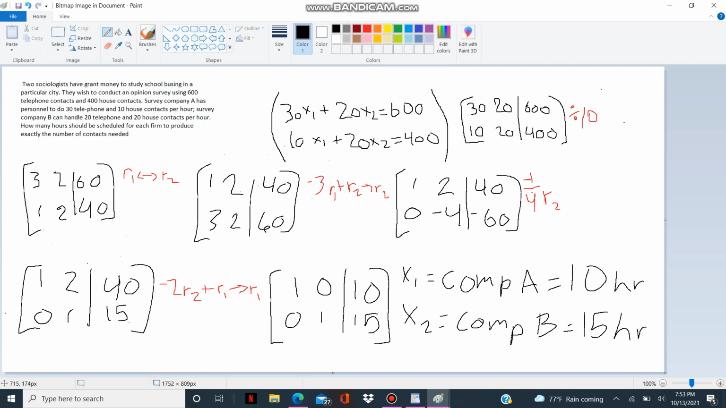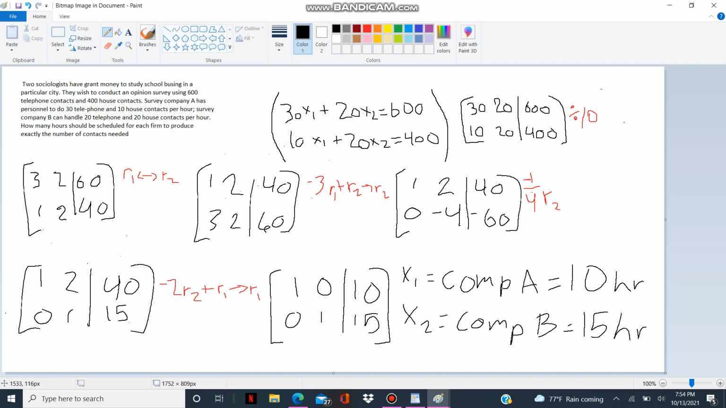So if you set this up as equations, here it is. 30 from company A of the telephone plus 20 from company B of the telephone equals 600, and then 10 of company A plus 20 of company B of the house contacts equals 400. So then you augment your matrix: 30, 20, 600; 10, 20, 400.